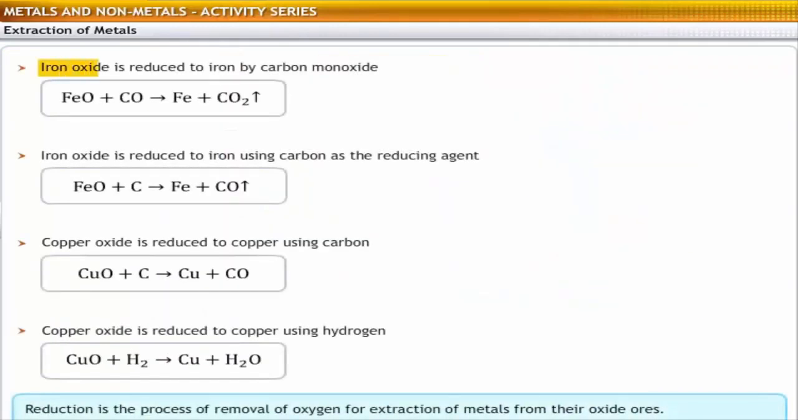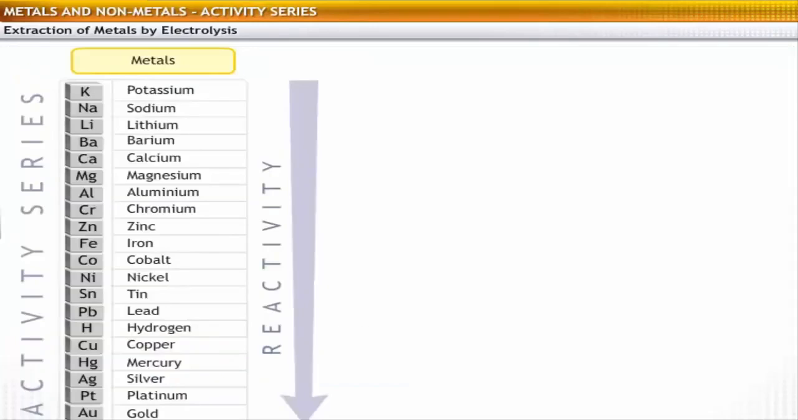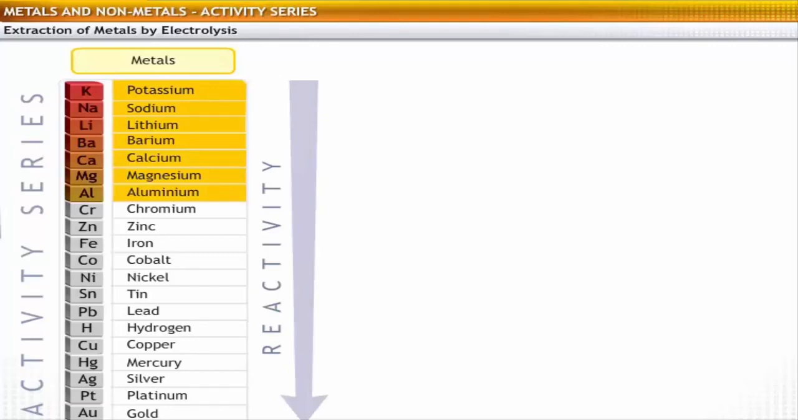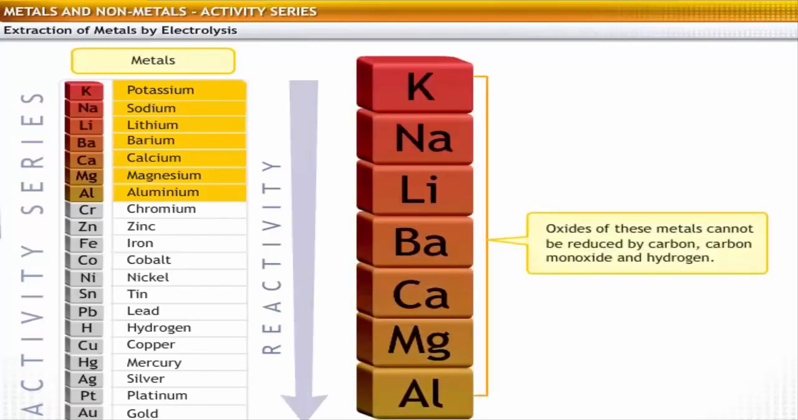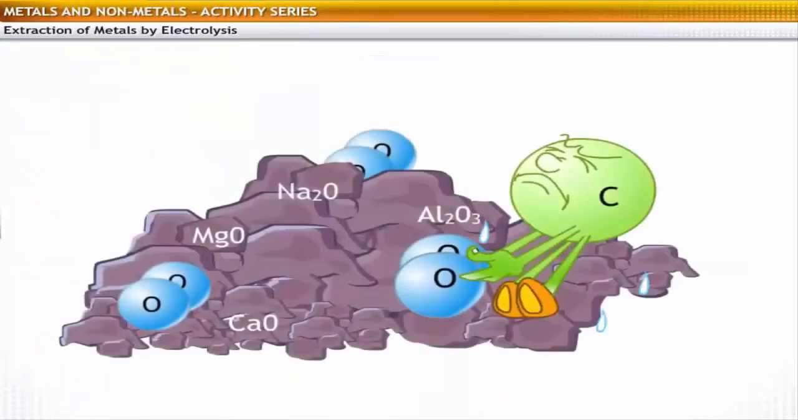For example, iron oxide is reduced to iron by carbon monoxide. Iron oxide is reduced to iron using carbon as the reducing agent. Similarly, copper oxide is reduced to copper using carbon. Copper oxide is reduced to copper using hydrogen. The metals high up in the activity series are very reactive. Hence, they cannot be obtained from their compounds by heating with common reducing agents like carbon, carbon monoxide, and hydrogen.